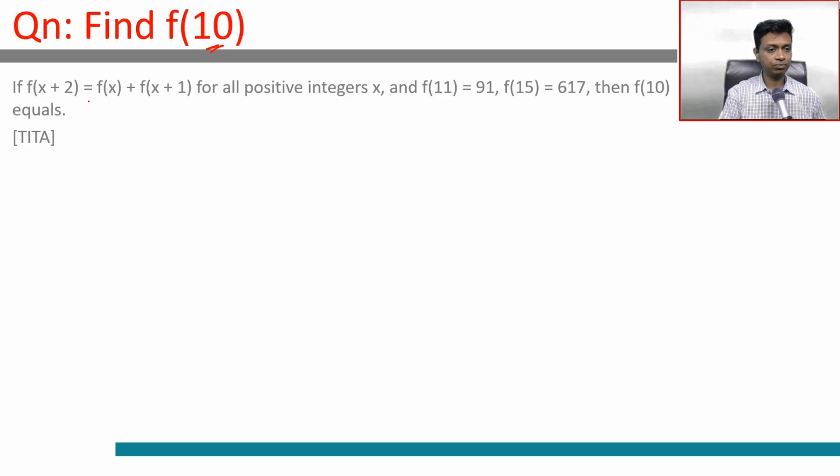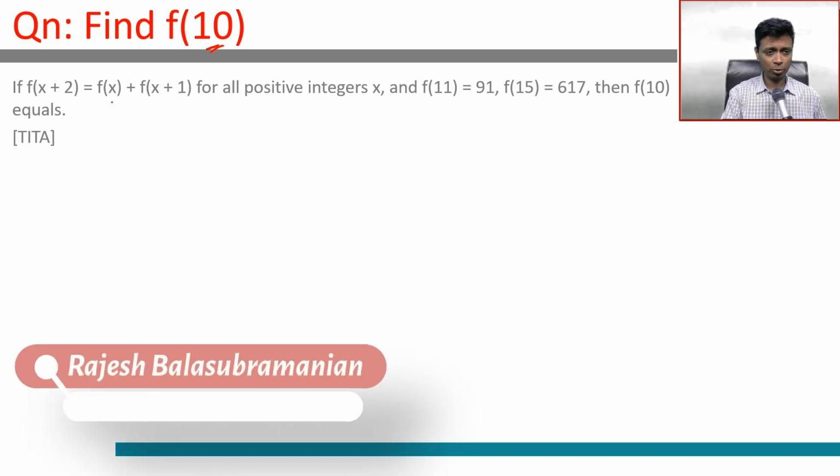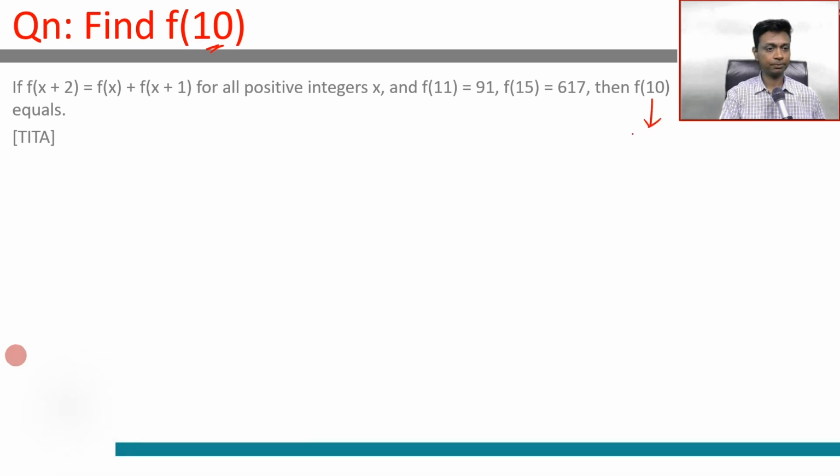Find f of 10. f of (x plus 2) is f of x plus f of (x plus 1), for all positive integers x. f of 11 is 91. f of 15 is 617. We need to find f of 10.